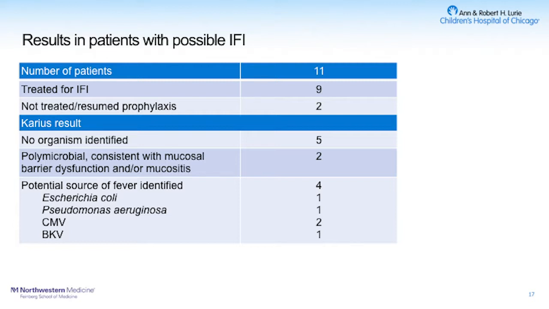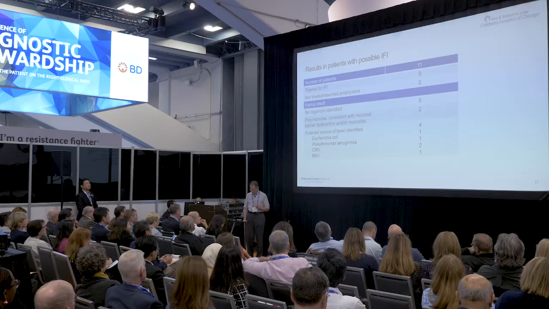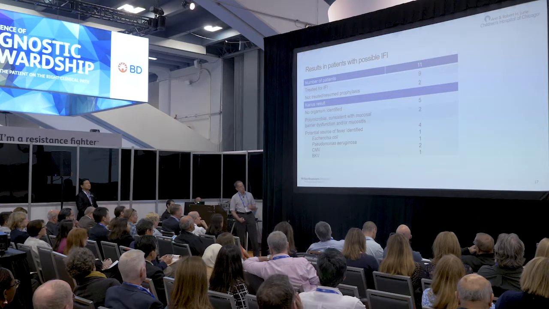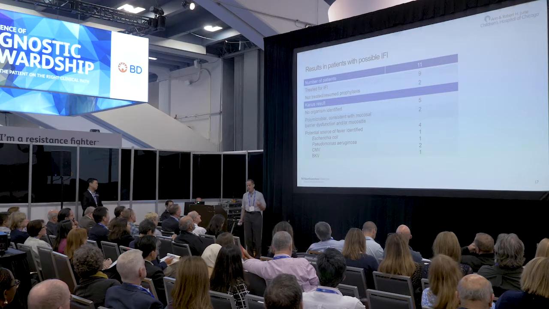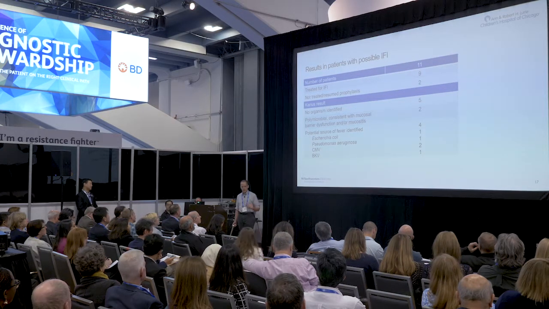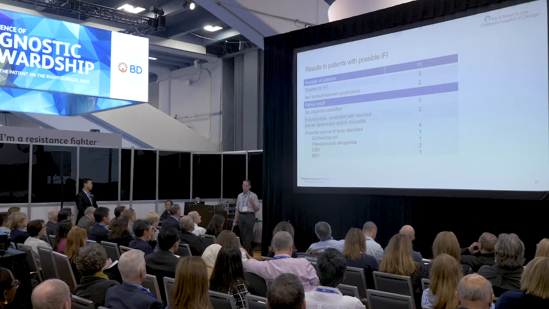We also identified potential alternative sources of fever in 4 other patients, which are listed here, including CMV, which in some of our patients was also identified by PCR in the blood. I'm also going to note that some patients had polymicrobial results reported by Karius testing, 2 in this case. These are often interpreted by us to mean that there is mucosal translocation of bacteria from a compromised GI tract, although sometimes these are questioned, and we can talk about that a little bit more in the discussion.